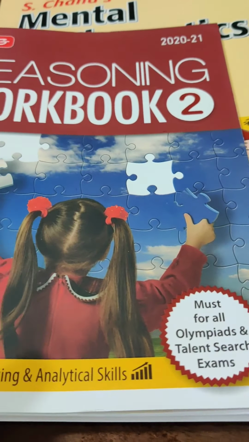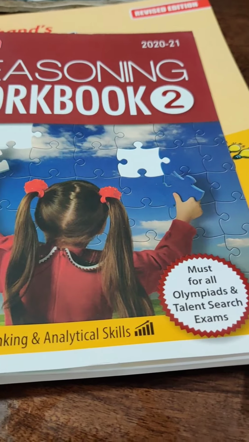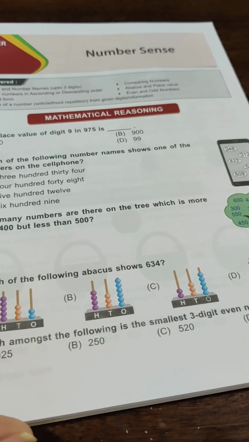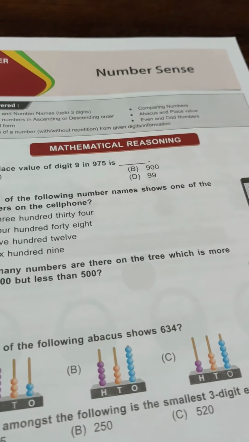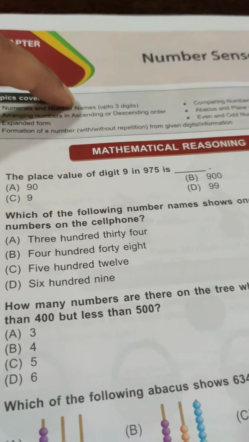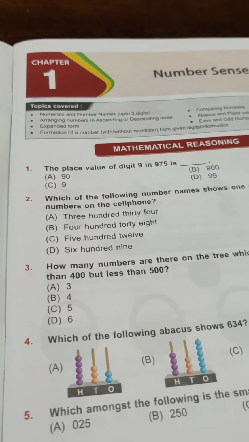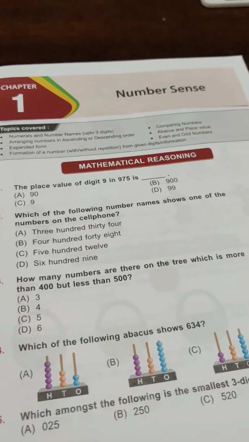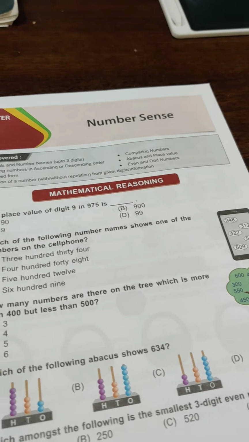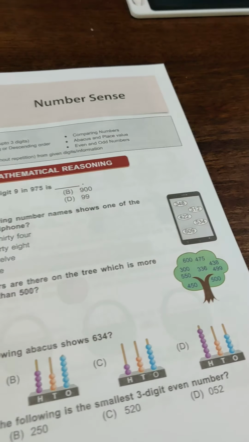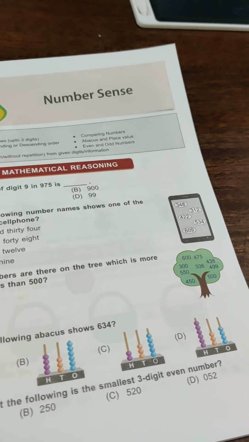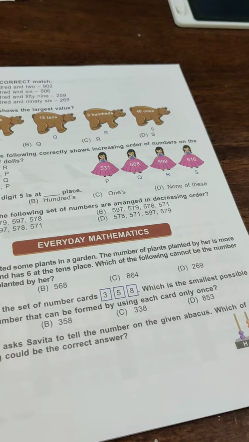Now I'll show you the mathematical reasoning part. So in number sense, the concepts that the child should know would be, they should know everything about 3-digit numbers. Place value concept should be cleared. They should be able to read 3-digit numbers and compare 3-digit numbers. They should be thorough with the concept of abacus and place value. They should know even and odd numbers, and so on. So these are very easy only if the child is thorough with place value concept. Otherwise, the child might find difficulty in answering these questions.